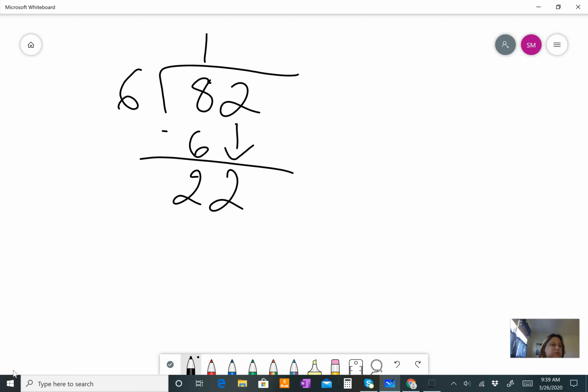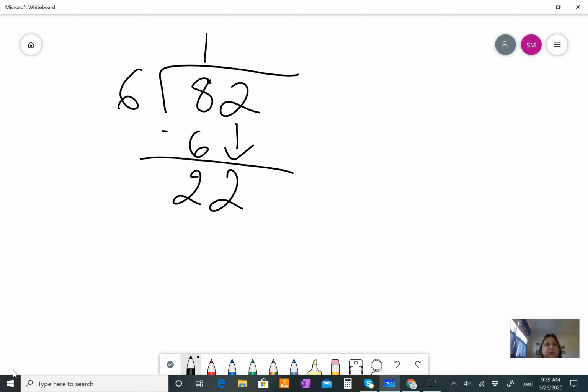So on the steps on your worksheets, it says divide, which I did: 6 divided into 8. Then I multiplied the 1 times the 6 to come up with the 6. Then I subtracted. I got 2. And then I'm bringing down. You bring down only the next digit, one digit at a time. So now I'm dividing all over again. The process starts all over.